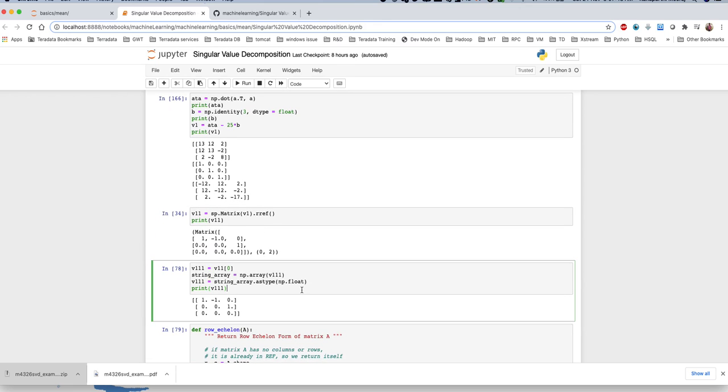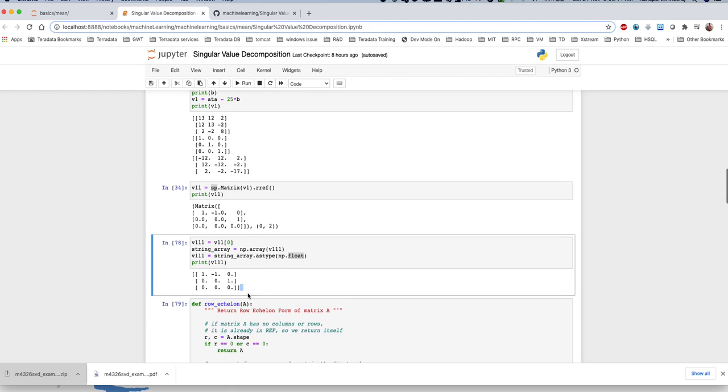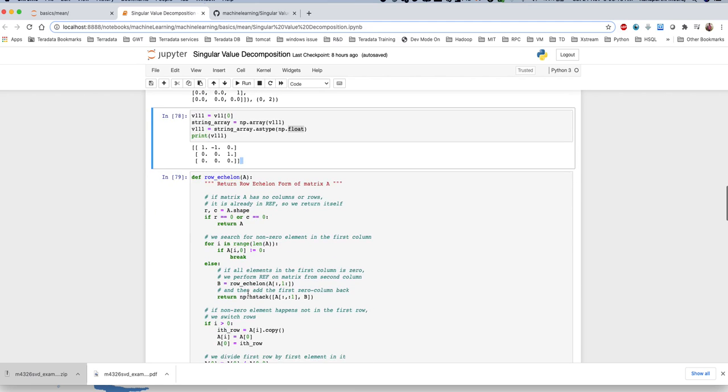Now here, what we are doing. There is a problem with this particular library in converting into a normal matrix like this. So for that we have to do a certain process. We consider this first matrix as a string array, and then we convert the string array into a float array so that we can make it a normal NumPy array. This is a very important step, otherwise we get garbage values.